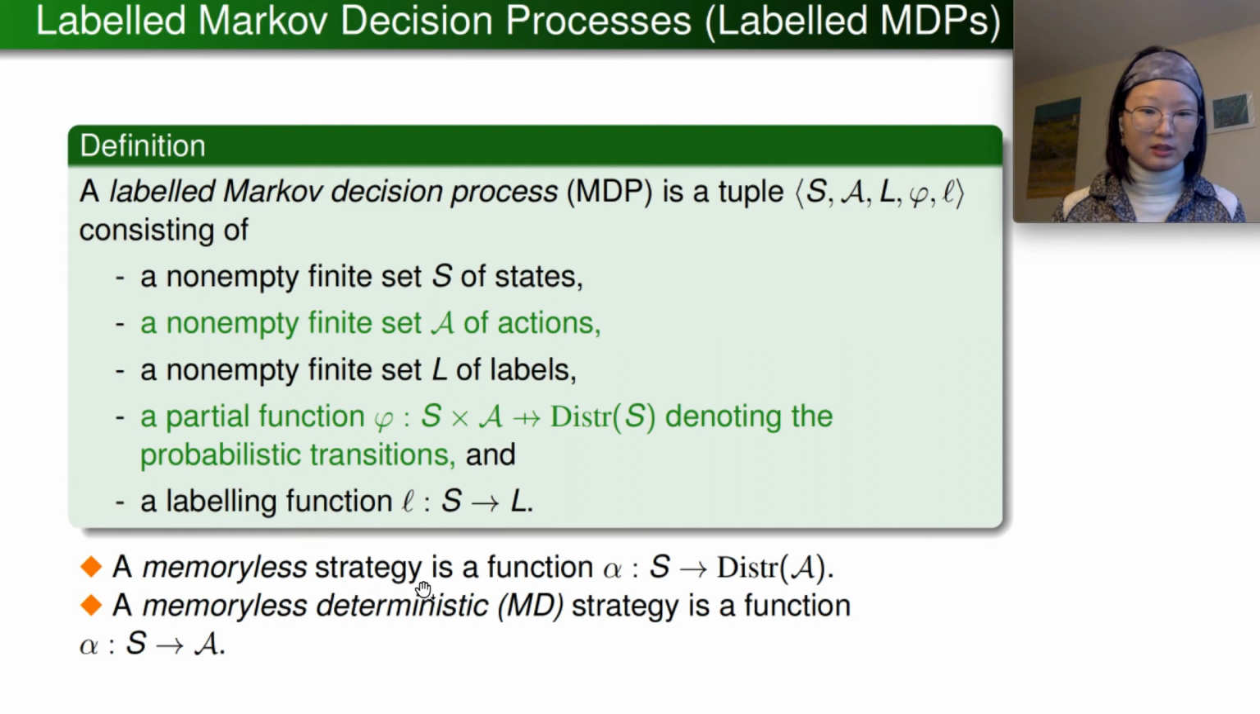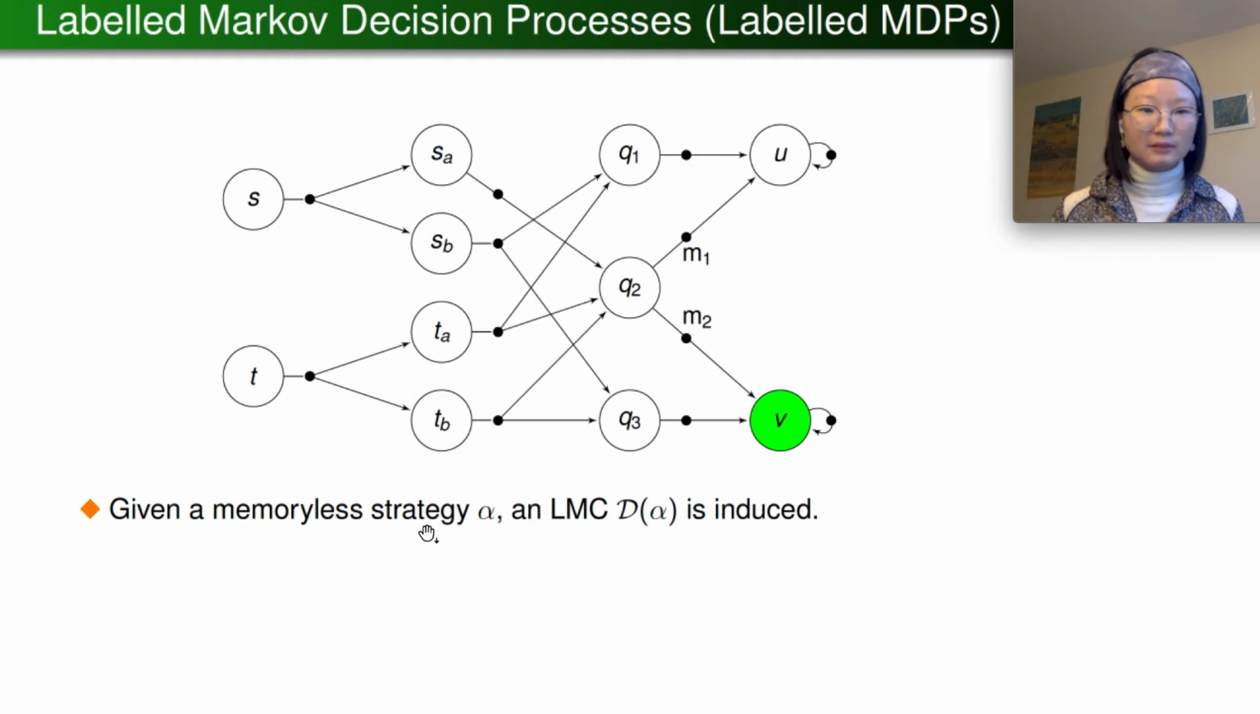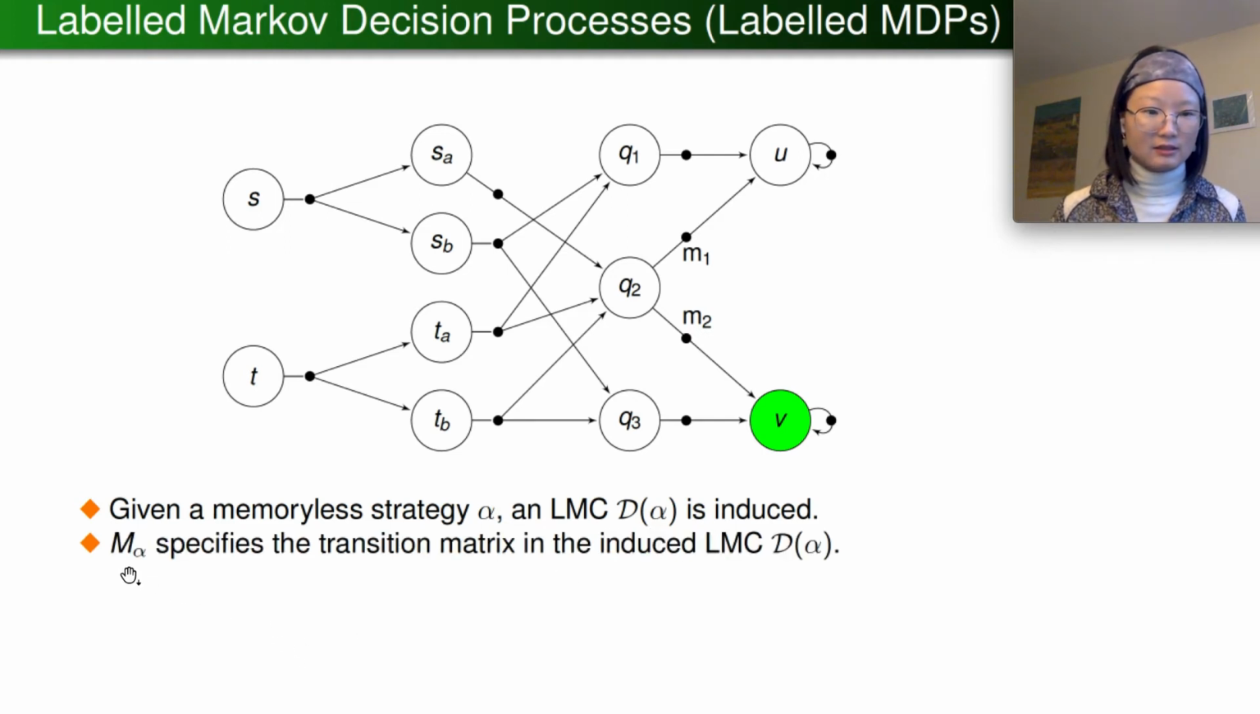A memoryless strategy for an MDP is a function alpha from S to a distribution over the actions. And a strategy is called MD, memoryless deterministic, if we only allow a state to choose one action. We can view an MD strategy as a function from a state to an action. So given a memoryless strategy alpha and a labeled MDP D, an LMC D of alpha is induced. Let's use this big M with subscript alpha to specify the probability transition matrix in the induced LMC.